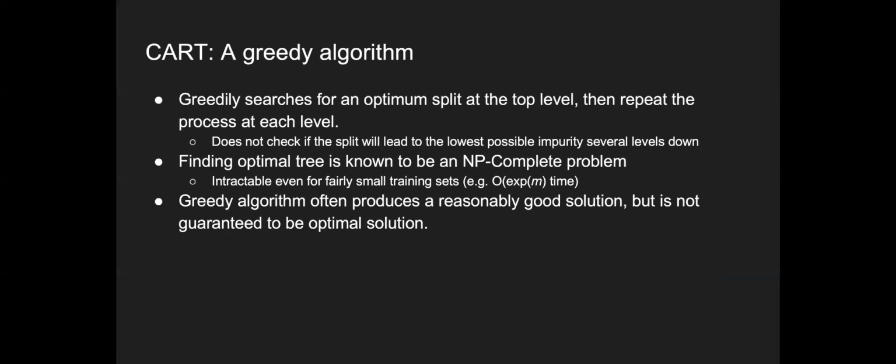So this CART algorithm is a greedy algorithm. It searches for an optimum split at the top level, then repeats the process at each level. It does not check if the split will lead to the lowest possible impurity several levels down. Finding the optimal tree is known to be an NP-complete problem, so it's intractable even for fairly small training data. Greedy algorithms often produce a reasonably good solution, but it's not guaranteed to be the optimal solution.